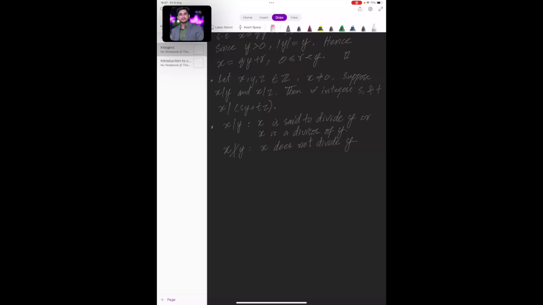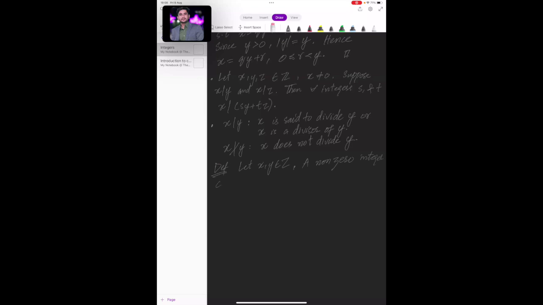There are common divisors. So there is a definition, which is that we have two integers X and Y. A non-zero integer C is called a common divisor of X and Y if C divides X and C divides Y.